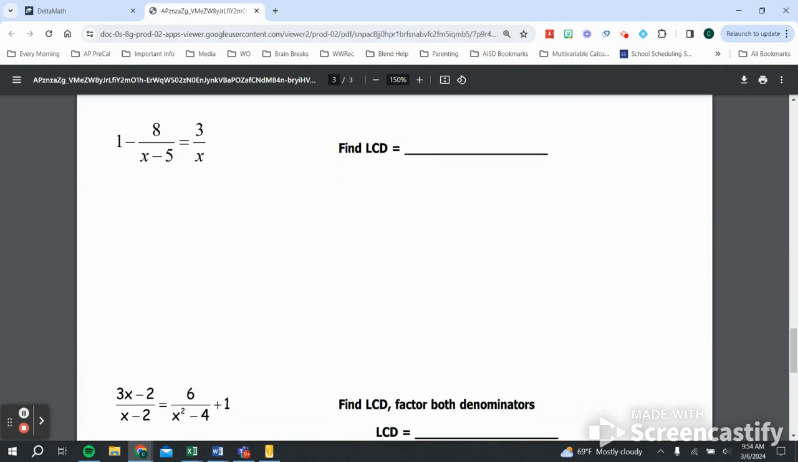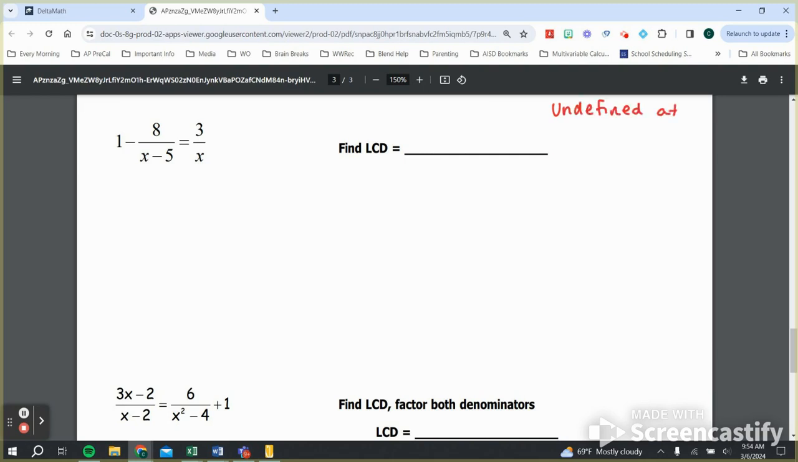All right, let's look at here. We have 1 minus 8 over x minus 5 equal to 3 over x. So let's figure out where we're undefined first. We have x minus 5 equal to 0. So we're undefined at x equals 5. And we're also undefined at x equals 0 because those are my denominators.